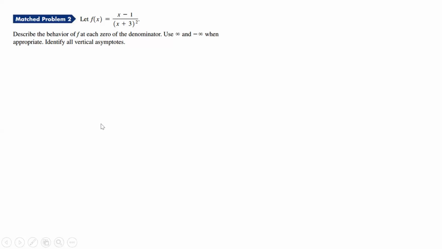All right, what about this one? So again, we have a different value for f of x. And again, we're supposed to describe each of the zeros of the denominator. So basically what we have to do is think about this. Well, what are the zeros? Well, the zero is going to be x is equal to what? A minus 3.